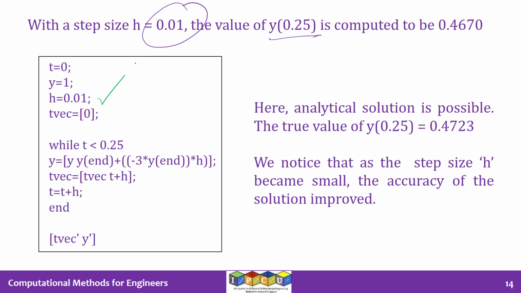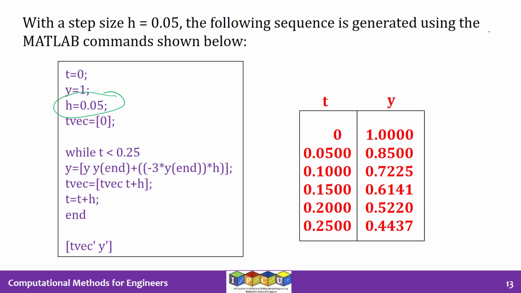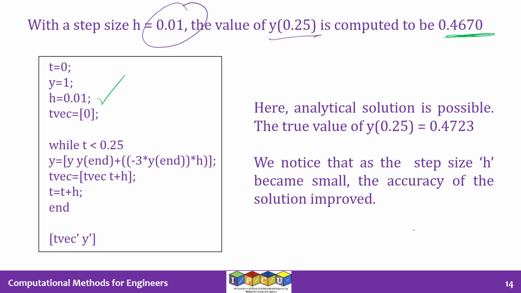So when you do that, you get a value of 0.467, which is different from 0.4437. So as you decrease the step size, the answer changes. And in this problem, because you can do a true analytical solution, because the differential equation is linear, the true value we know is going to be 0.4723.